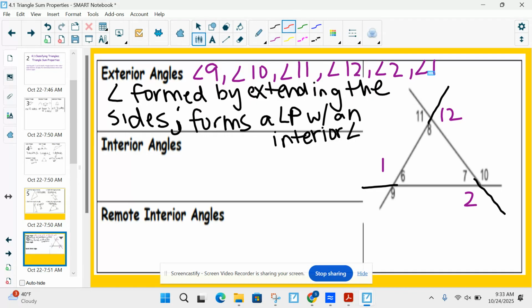Let's add in 3 more. Let's say X, Y, and Z. Are X, Y, and Z exterior angles? No, because they don't form a linear pair with an interior angle. They are vertical to an interior angle. They have to form a linear pair with an interior angle. So they have to form a line. So in parentheses, write not X, Y, or Z.